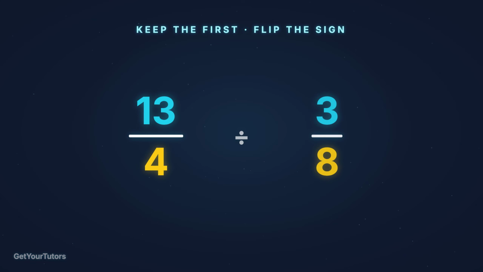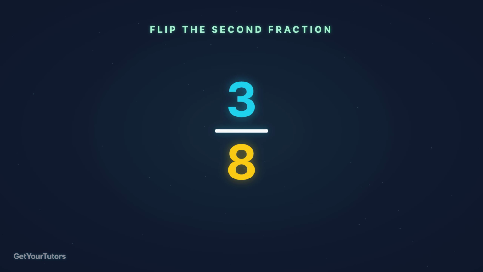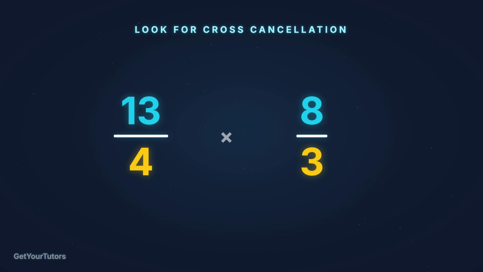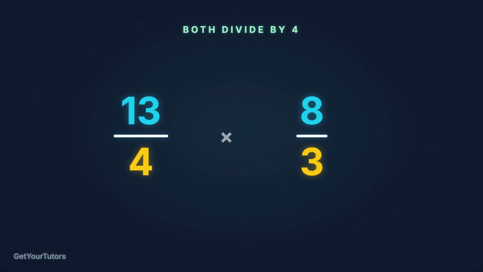Keep the first fraction exactly the same. Change the division symbol into a multiplication sign for the next step. Then flip the second fraction upside down to its reciprocal. 3/8 transforms into exactly 8/3. It becomes 13/4 multiplied by 8/3. Now, carefully look for any cross-cancellation to simplify it. The 4 and the 8 both divide by 4 easily. The 4 becomes a 1, the 8 becomes a 2.